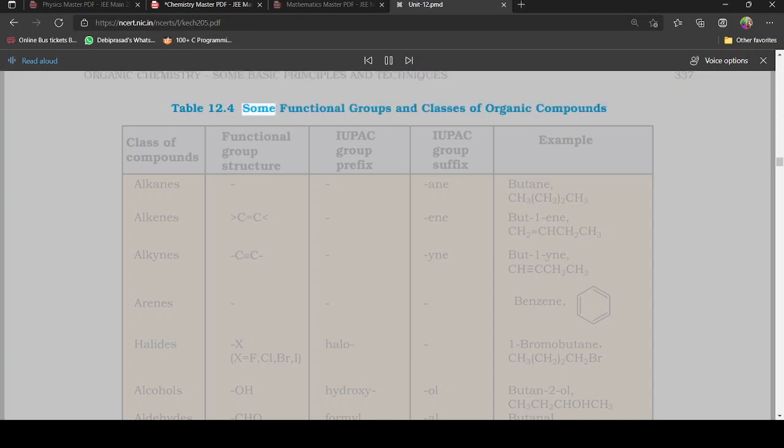Table 12.4. Some functional groups and classes of organic compounds.